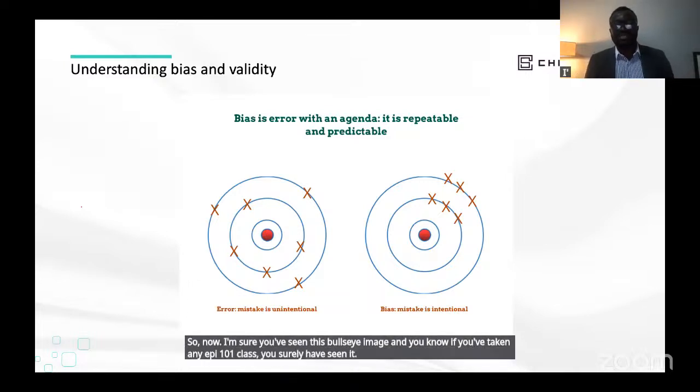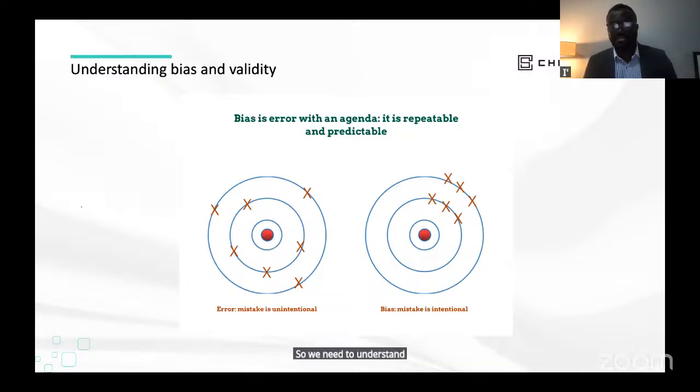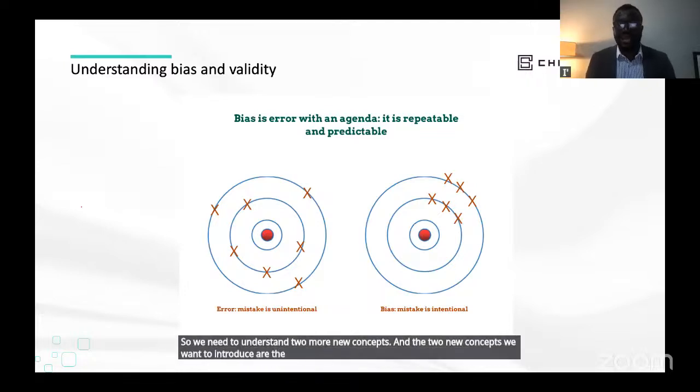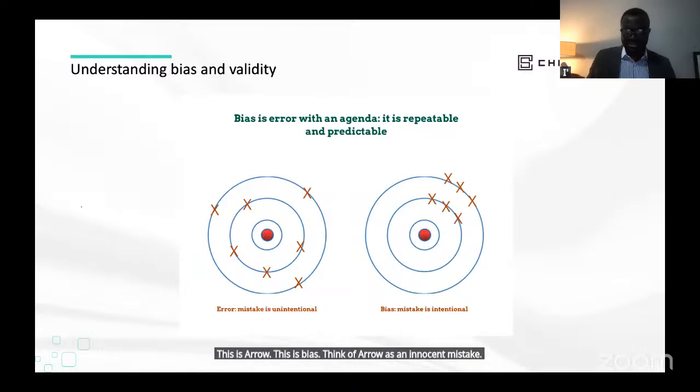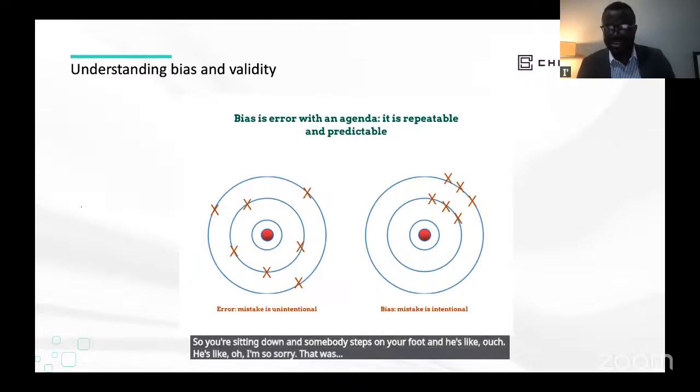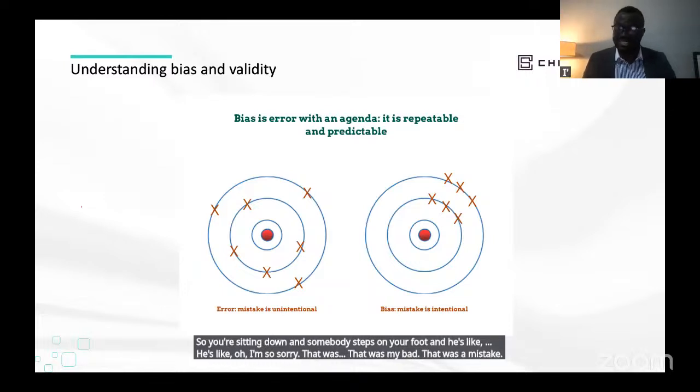So we need to understand two more new concepts. And the two new concepts we want to introduce are the words bias and error. So this is error, this is bias. Think of error as an innocent mistake. So you're sitting down and somebody steps on your foot and it's like, ouch. It's like, oh, I'm so sorry. That was my bad. That was a mistake. And you're like, okay, sure, mistakes happen.